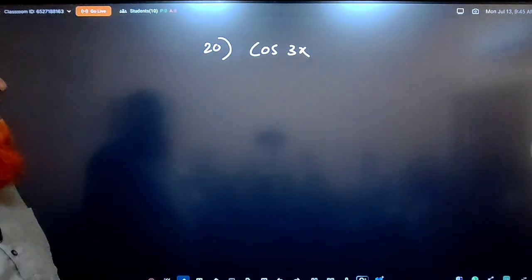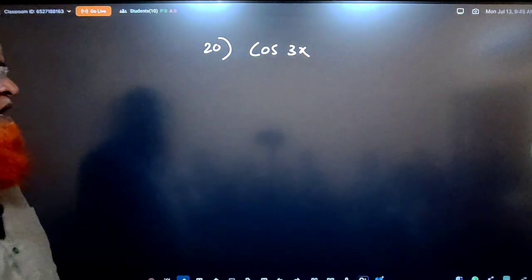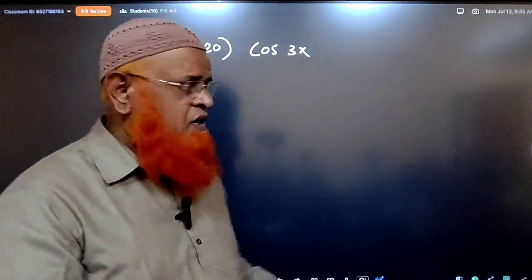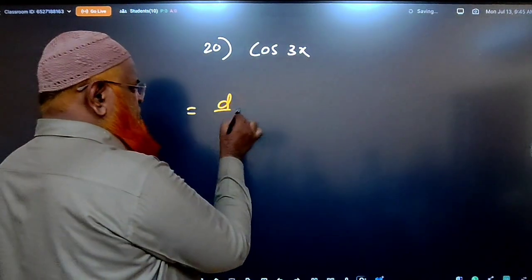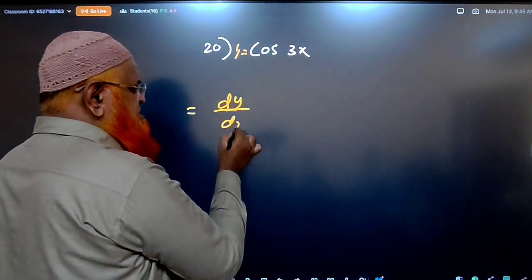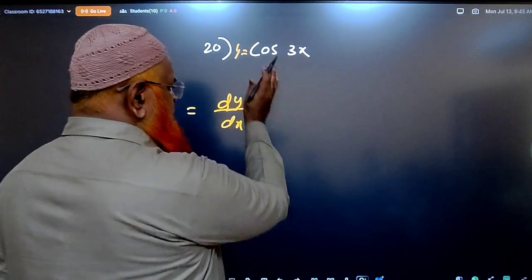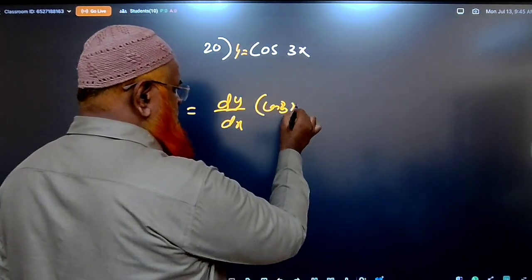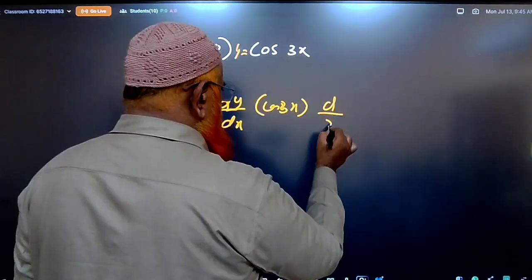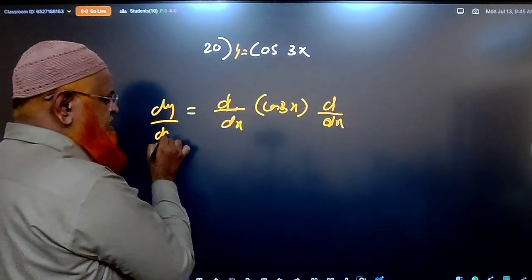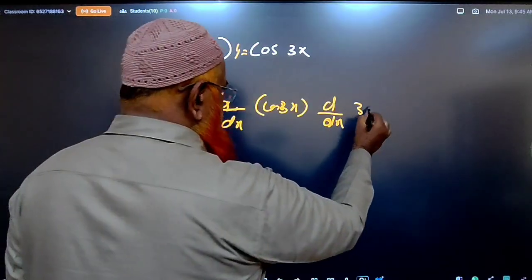Okay, next cos 3x. See, d by dx of cos x is going to be minus sin x. Understood? So what will you do now here? Take for example this is y, so dy by dx, which is nothing but you have to differentiate cos 3x, again d by dx of 3x you have to differentiate separately.